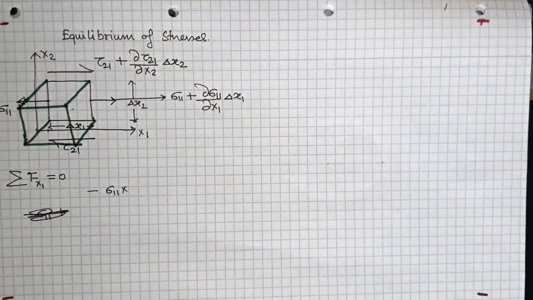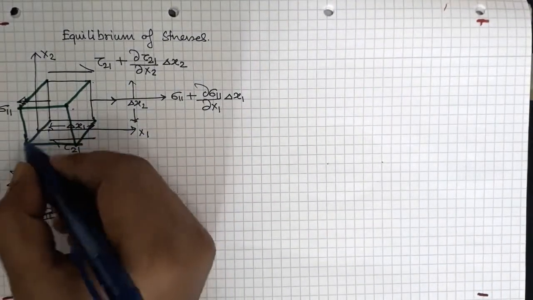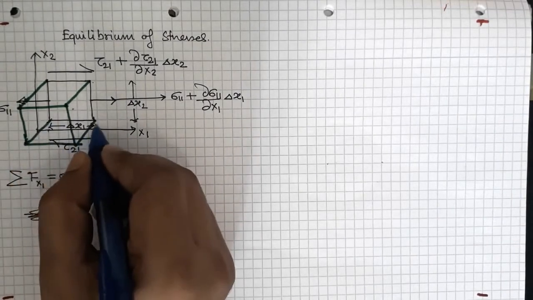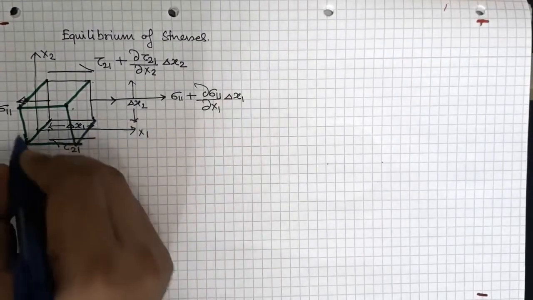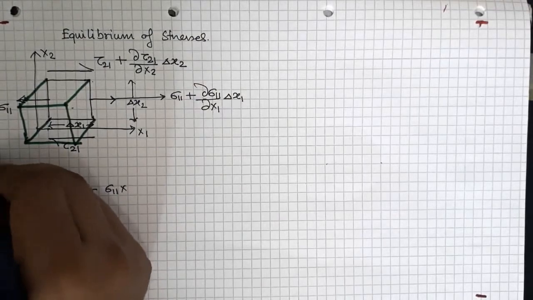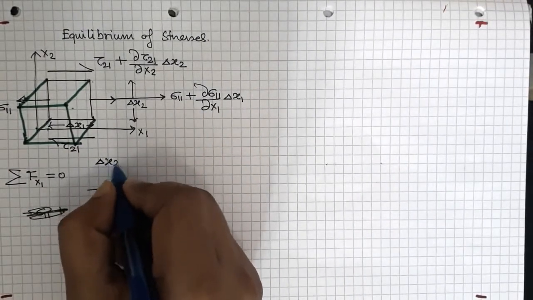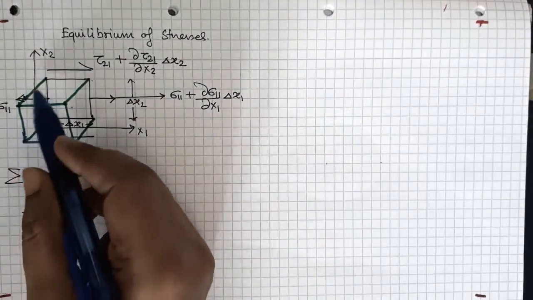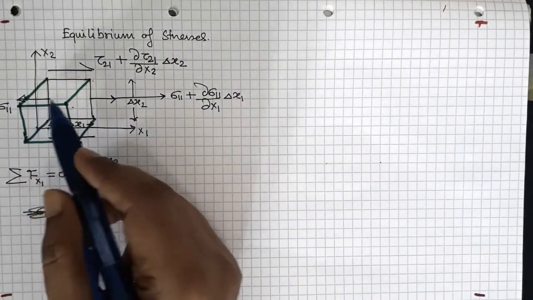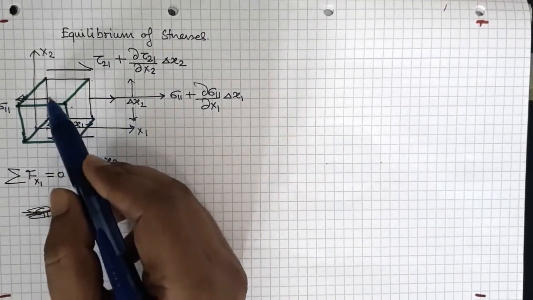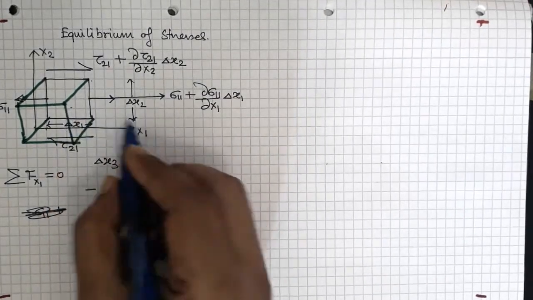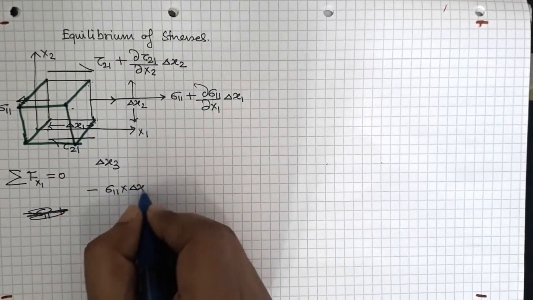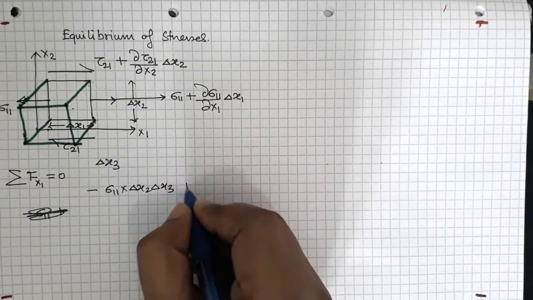Okay, so in the z direction, that dimension is del x3. Okay, so I will write it here, del x3. So that's this dimension. So what is the area on which this sigma 11 is acting? So sigma 11 is acting on the area which is given by this dimension into this dimension. So del x2 del x3, right, plus.